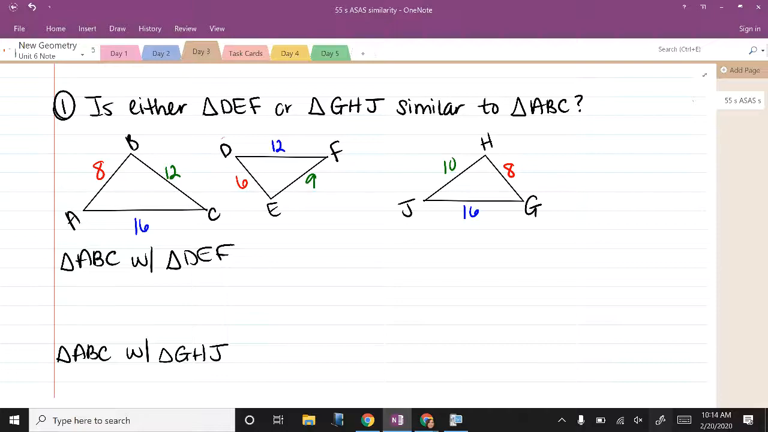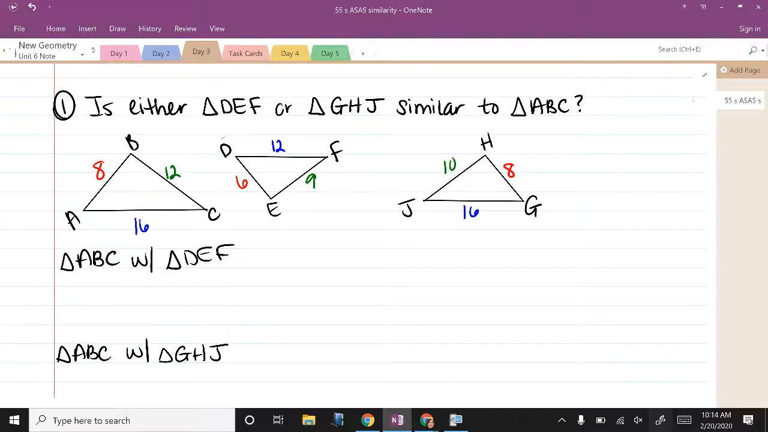Because if I'm comparing these two triangles right here, which is what I'm going to do first, what's the smallest length in this ABC triangle? 8. What's the smallest length in the DEF triangle? 6. So you would put smallest with smallest, right? Middle with middle and largest with largest. That makes sense? So if it's not all nice and pretty and color-coded like I did, okay, you do smallest with smallest, middle with middle, largest with largest. Does that make sense? Okay.